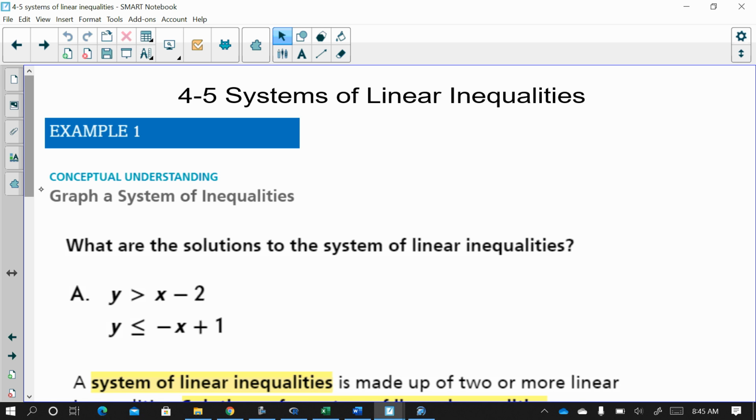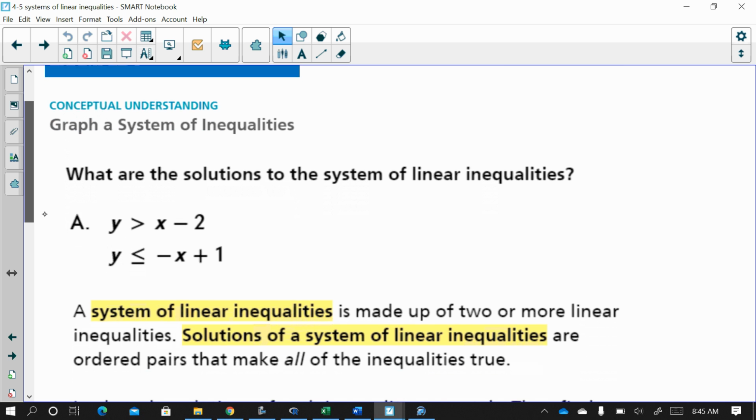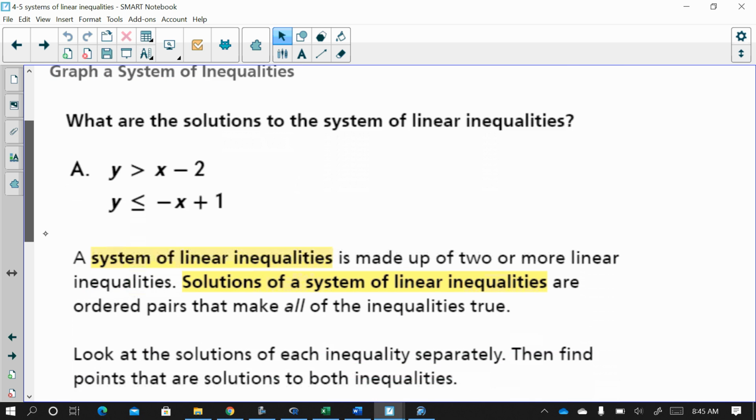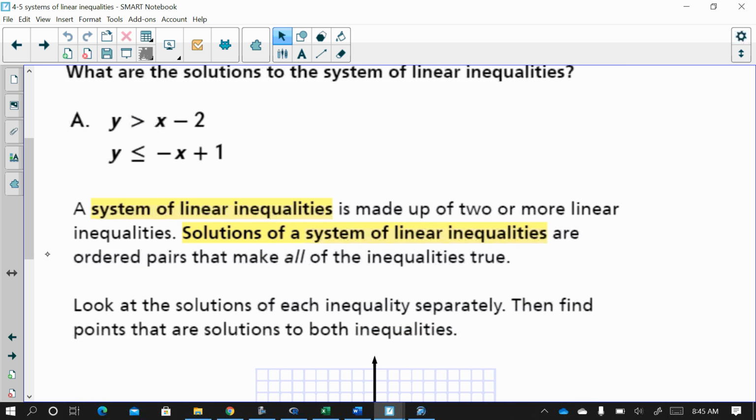What are the solutions to a system of linear inequalities? A system of linear inequalities is made up of two or more linear inequalities. Solutions are ordered pairs that make all of the inequalities true. Let's look at our first example. y is greater than x minus 2. y is less than or equal to negative x plus 1. We need to look at the solutions of each inequality separately, then find points that are solutions to both inequalities.